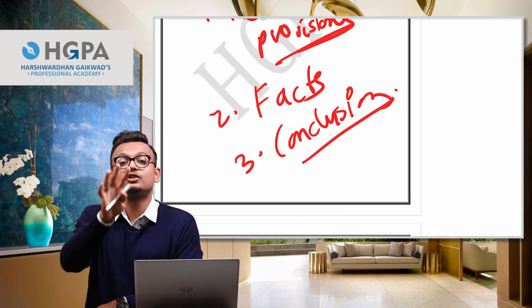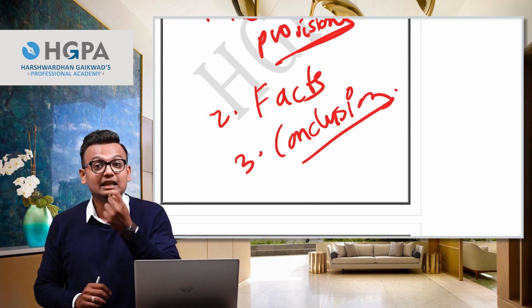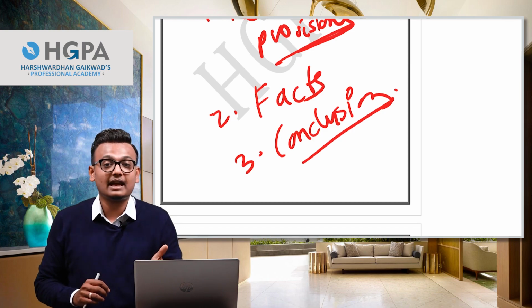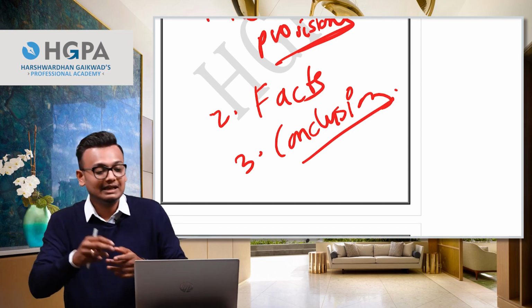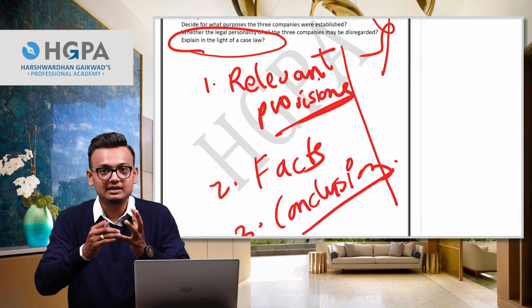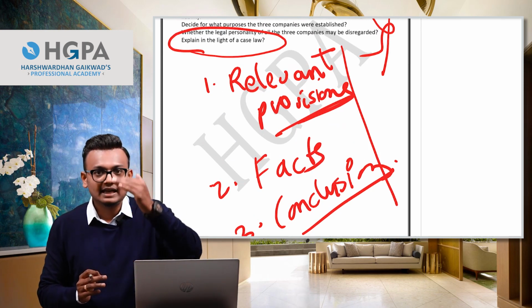And at last, what will come in the conclusion? Yes, the court upheld that. Listen to what I'm saying: the court upheld that. You should not write your opinion, okay? What comes in the conclusion? The court upheld so and so. This is the way of writing a case law. First write the relevant provisions, all the legal jargon. Make sure the examiner knows that you know everything, and then write the facts and then the conclusion.